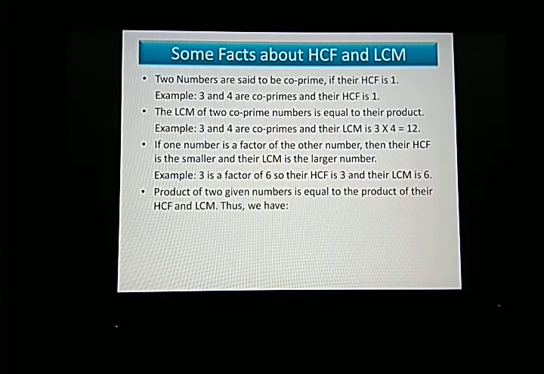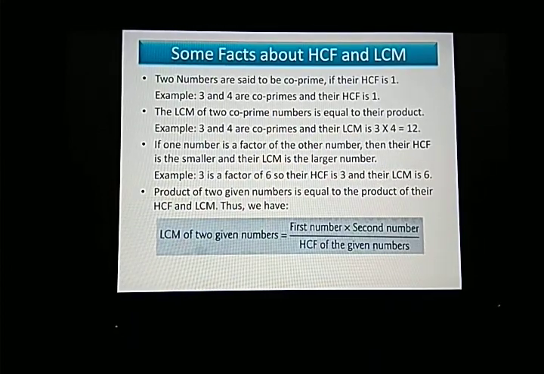Now next, the product of two given numbers is equal to the product of their HCF and LCM. Yes, if you have to find the product of two given numbers, any two numbers, then nothing much we need to do. We just have to find the product of their HCF and LCM. If we know their HCF and LCM, then easily we can find out the product of the two numbers.